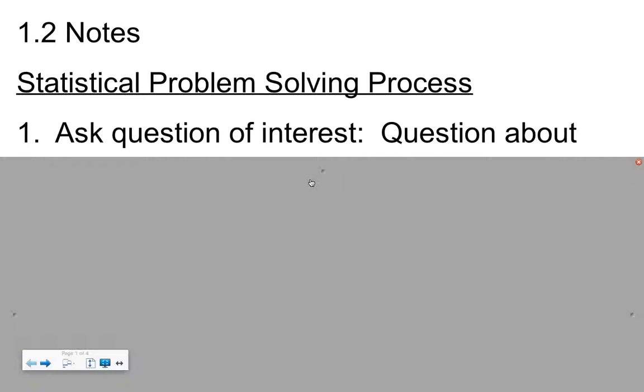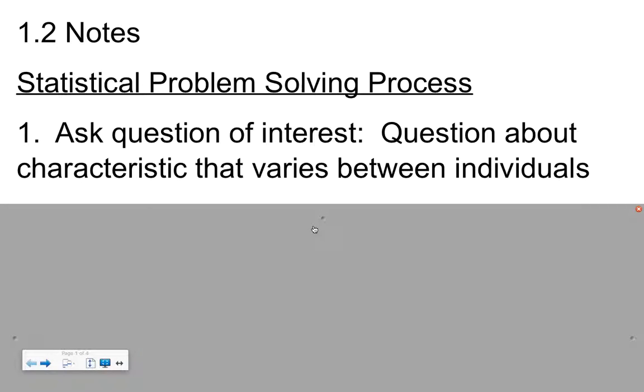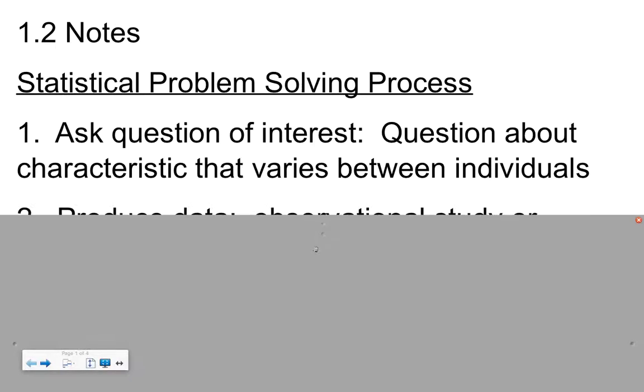The first step is to ask a question of interest. This is kind of what we're doing when we encounter any sort of statistical problem. A question of interest is just any question about a characteristic that varies between individuals. So if you were looking at people as your individual, a question of interest could be, what is the average height? It can be about any sort of characteristic of those individuals.